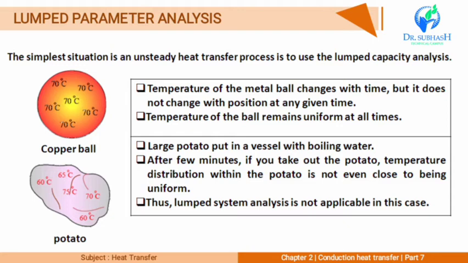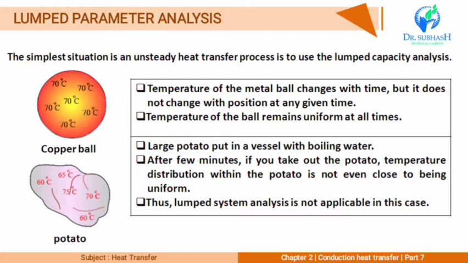Now let us consider a large potato put in a vessel with boiling water. After a few minutes, if you take out the potato, the temperature distribution within the potato is not even close to being uniform. You can easily verify this by taking the potato out and cutting it in half. You will see that the outer parts of the potato are well done while the center part is barely warm. Thus, the lump system analysis is not applicable in this case.